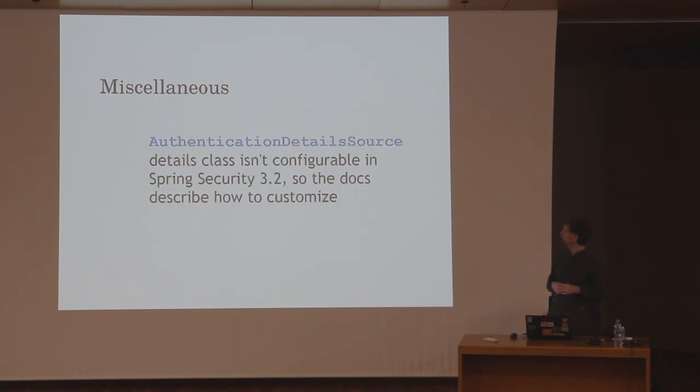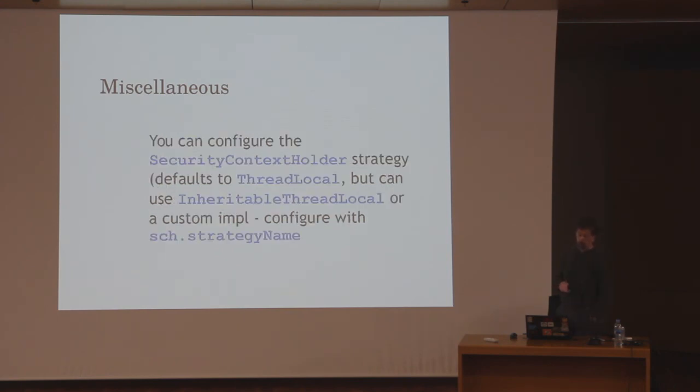Another really tiny little thing. The authentication details source wasn't configurable, so I made it configurable, and this is all described in the documentation. The security context holder is the way that the authentication object is made available. It uses a thread local, so that it's always available. But if you create a new thread, it's not going to be available in the new thread. So you can change that to be an inheritable thread local, so that threads spawned from other threads inherit the thread local. You can also define your own strategy if you like, so that's all configurable.